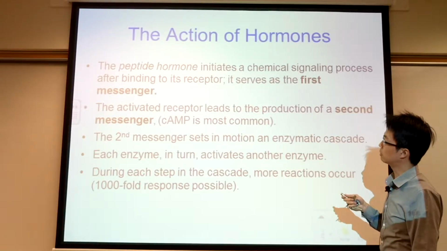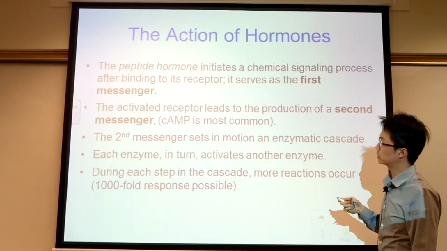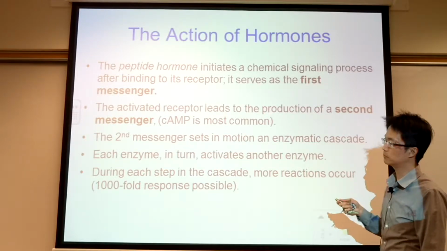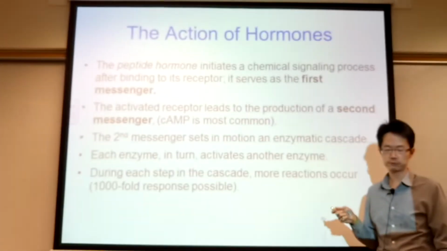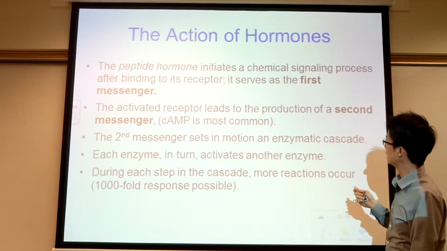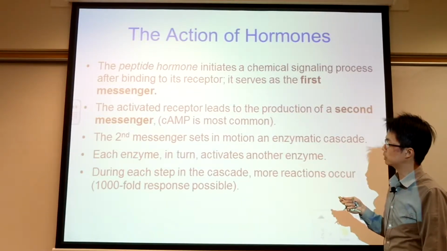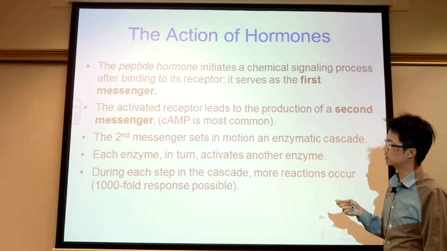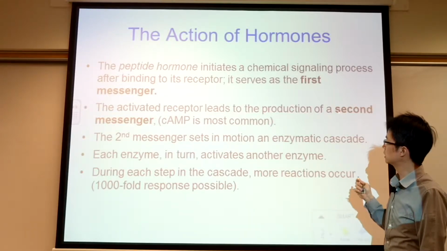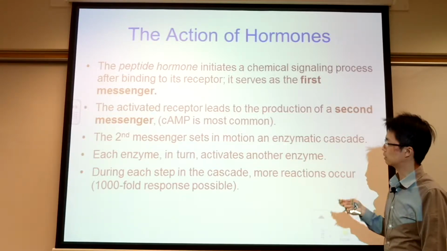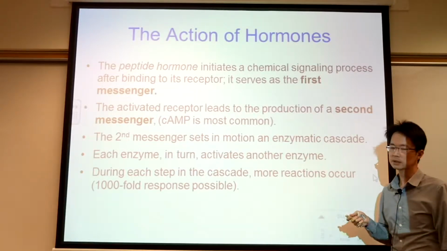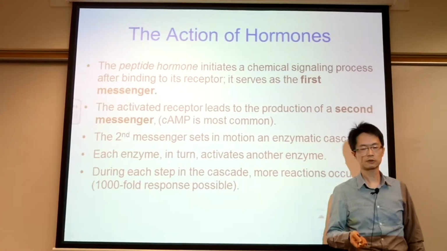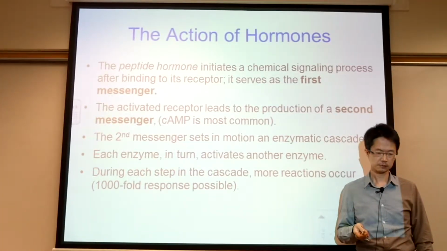The peptide hormone binds to the receptor. So we call the peptide hormone the first messenger. So the peptide hormone itself is called a first messenger. And then activation of the peptide hormone receptor on the cell surface will lead to the activation of the second messenger. And the second messenger is the one that triggers a lot of downstream enzymatic cascade.